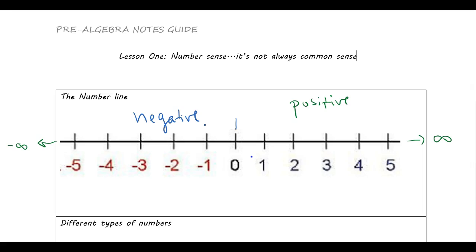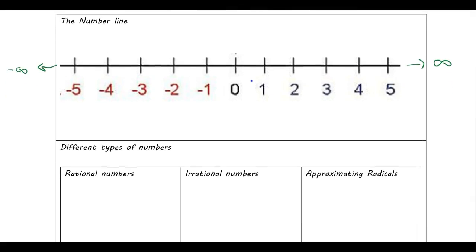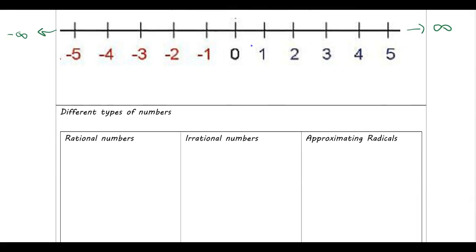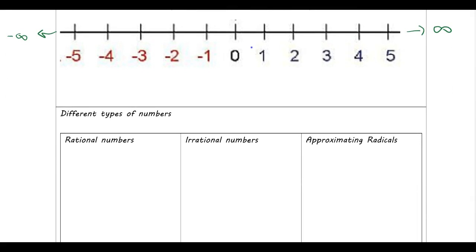So what we're going to work on is fitting numbers on our number line, okay? And to do that, let's just erase this here. Let me erase that too. Hold on just a second. Okay. I want to scroll up and then let's start talking about different types of numbers. These are your categories: rational numbers, irrational numbers, and then we're going to talk about approximating radicals, okay?